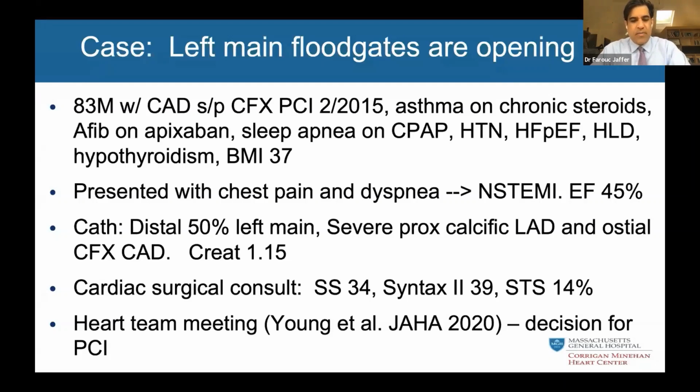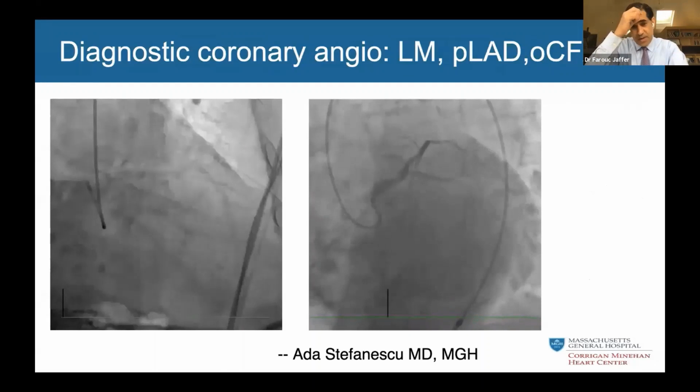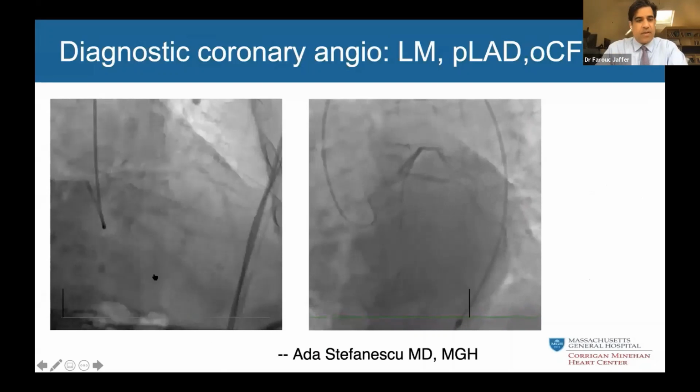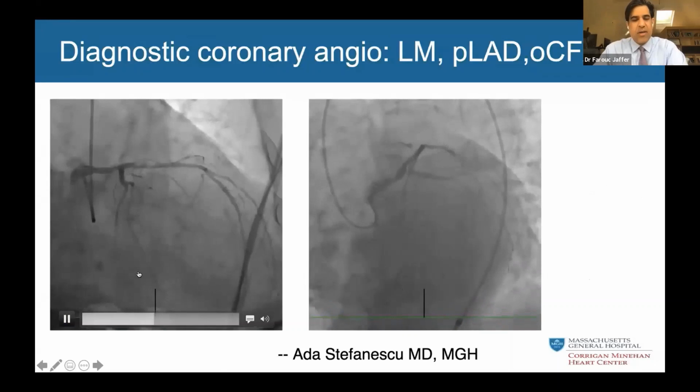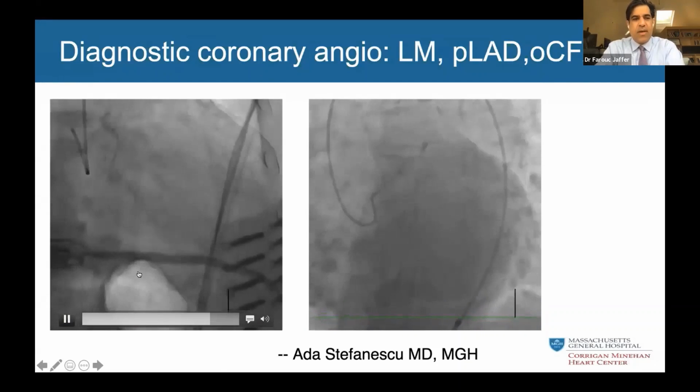And we had a heart team meeting, and I encourage you to look at this reference. We recently published in the Journal of the American Heart Association a structured heart team form, which can be useful for decision making, and detailed 150 cases and their outcomes. The overall decision, having a series of cardiac surgeons and interventionalists review the case, was to proceed with PCI. Here are the initial pictures, and this procedure was performed by Dr. Stefanescu, an MGH cardiology fellow who helped me with this presentation.